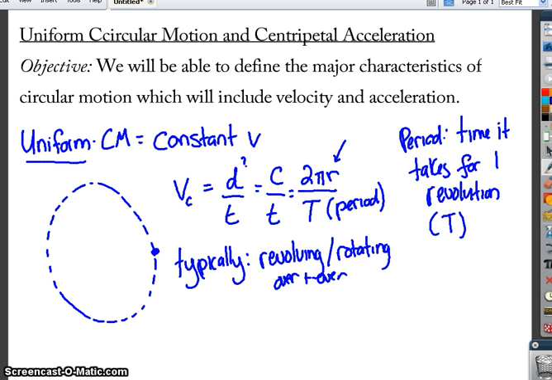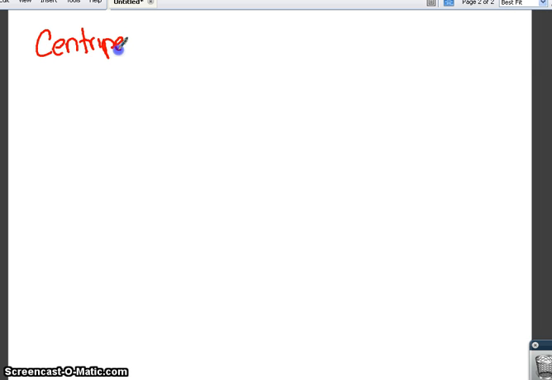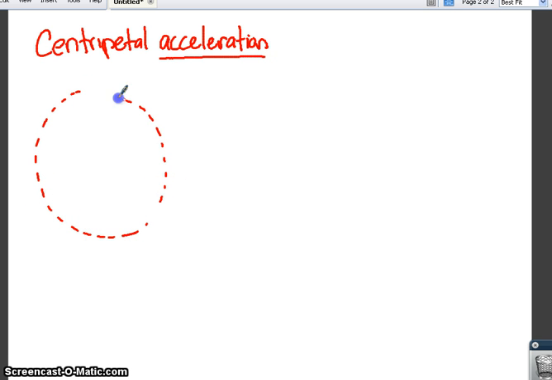Okay? So let's talk about something else now. Let's talk about centripetal acceleration. What is that? Well, centripetal acceleration, by the very meaning, says we are accelerating. However, we just remembered from our circle here, I'm drawing another circle, that our velocity is constant. So what does that mean? How can it be accelerating if velocity is constant?